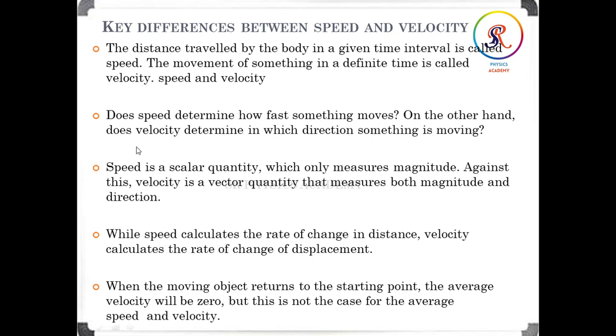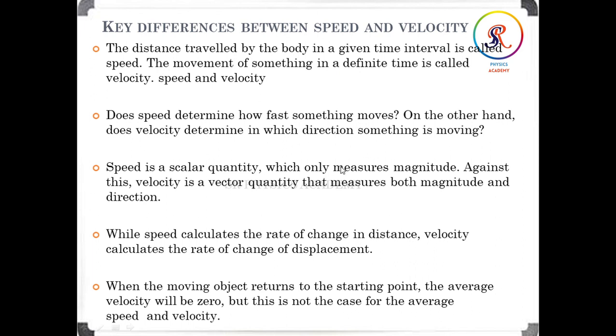Now, just key points between speed and velocity. Just some points I have written here. The distance traveled by a body in a given time interval is called speed. The movement of something in a definite time is called velocity. Speed determines how far something moves. On the other hand, velocity determines in which direction something is moving. Direction means it will go north, east, south, like that. It is specified with the direction, and that is nothing but velocity.